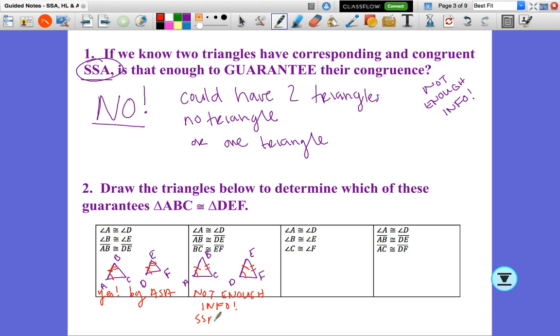Right? SSA, think about what that spells the other way. We're not going to write that. Does not prove congruence. I'm going to go that route.